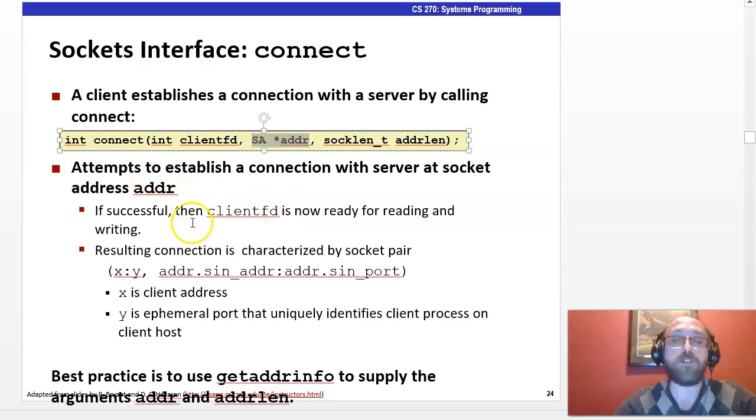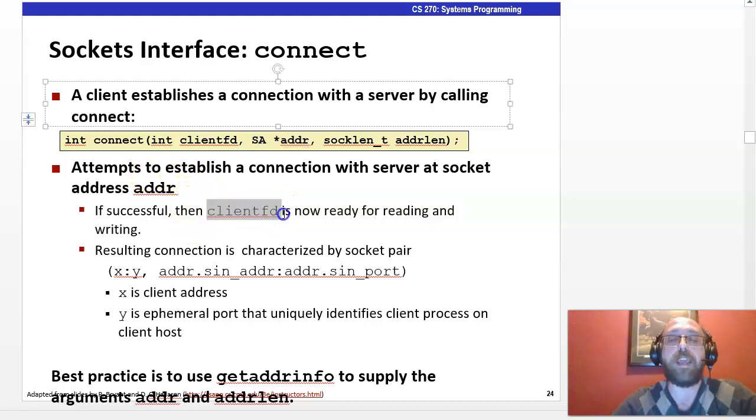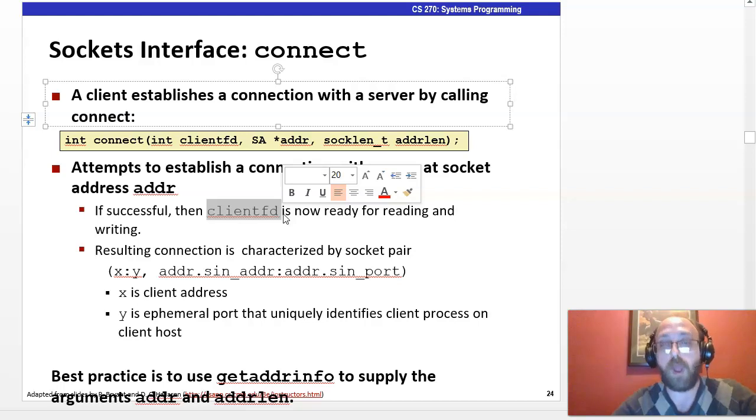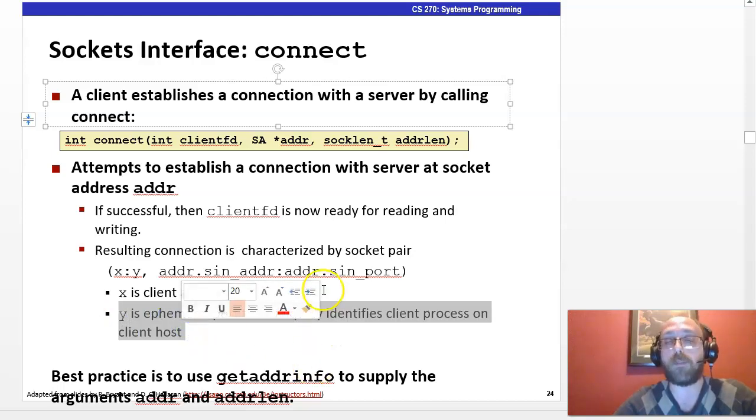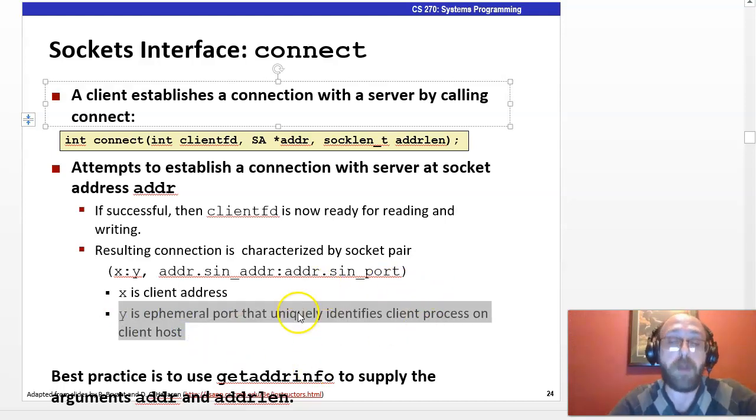If the connection works, then client FD is a connected file descriptor. We can write to it to send things to the server, and read from it to wait for the server to send things to us. And then the port number for the local connection is going to be assigned an ephemeral port number, unless we did use bind previously.